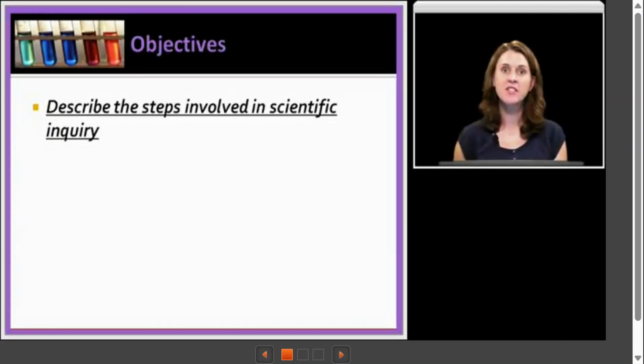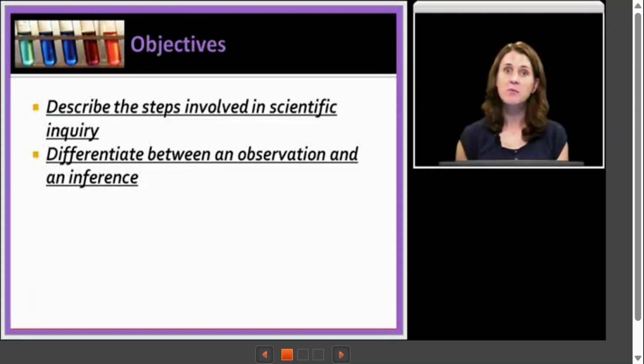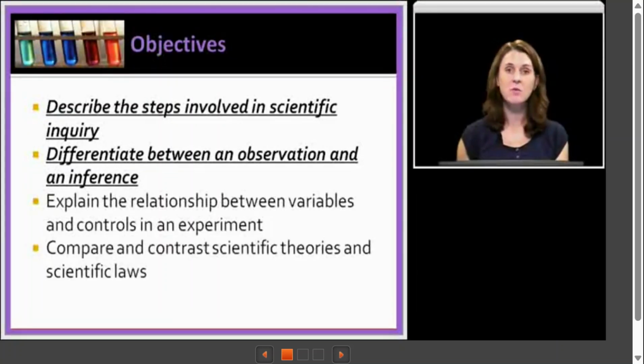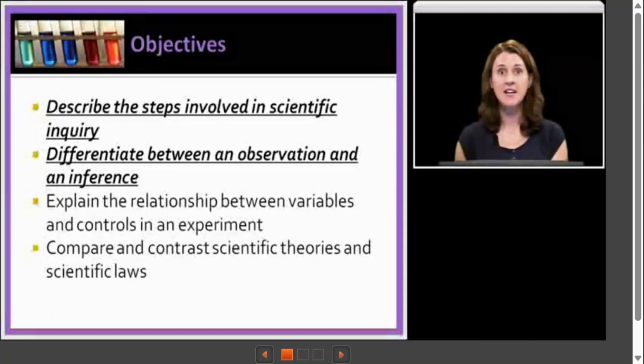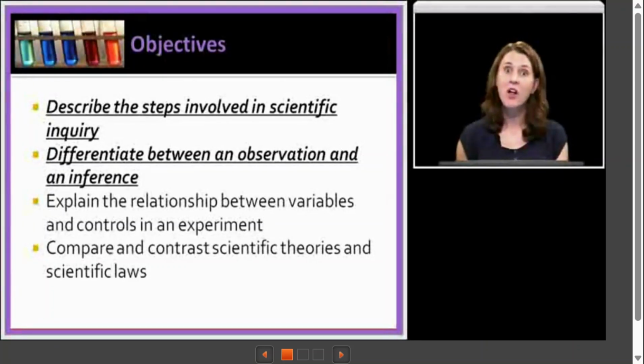So our objectives for today's lesson include describing the steps involved with scientific inquiry, and differentiating between an observation and an inference. Now, these last two objectives we're going to get to in a later section for this lesson, and they involve how to set up controlled experiments and the difference between scientific theories and laws.